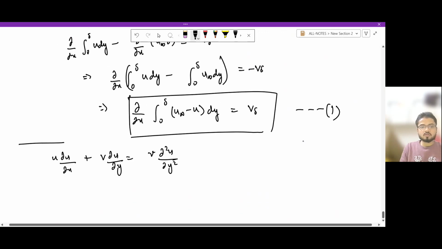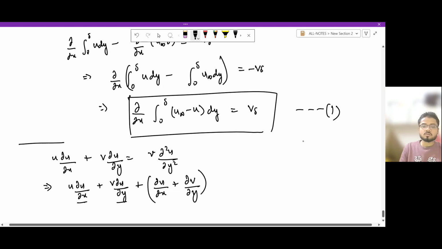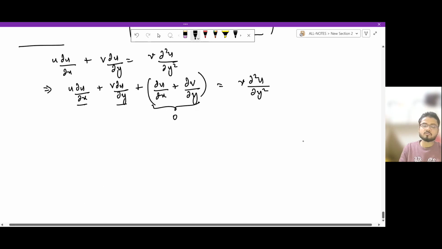So you might not notice it, but this thing can actually be written something like this. You have this plus v del u over del y. You see del u over del x here, you see del u over del y here, you do not see del v over del y here. So what we do is we add these two terms right here. Since from the continuity equation we already know this is 0, it does not matter what we add or subtract. The sum of both of these terms will always be 0.